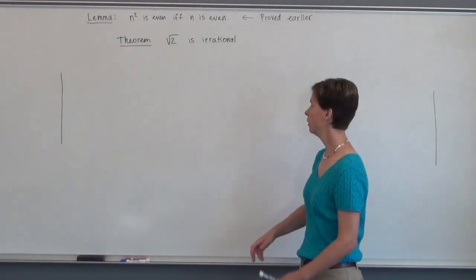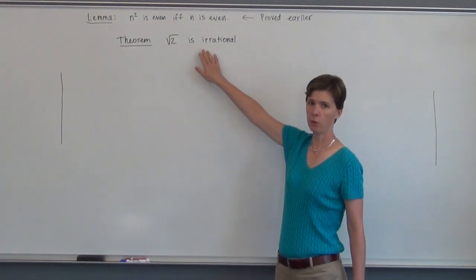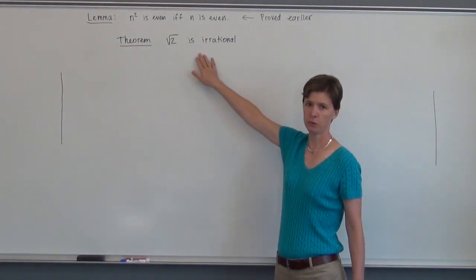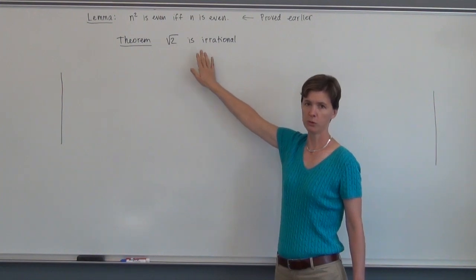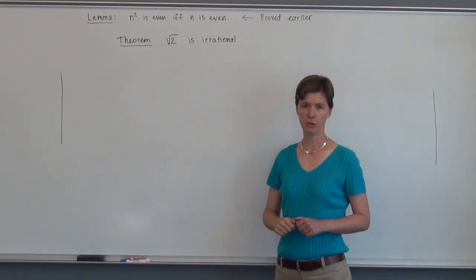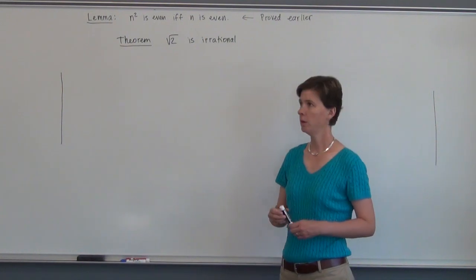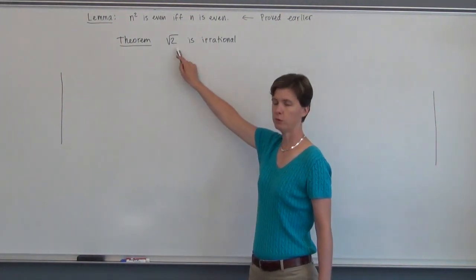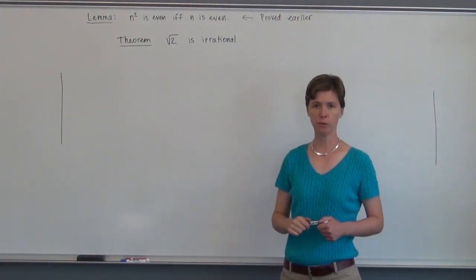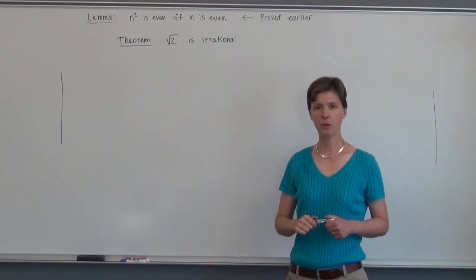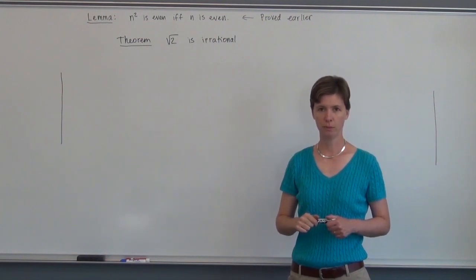What we're going to do is show that there are more numbers in the real number system than just the rationals. In other words, not all numbers can be written as fractions. Our first example of such a number is the square root of 2. A couple of notes before we start the proof.